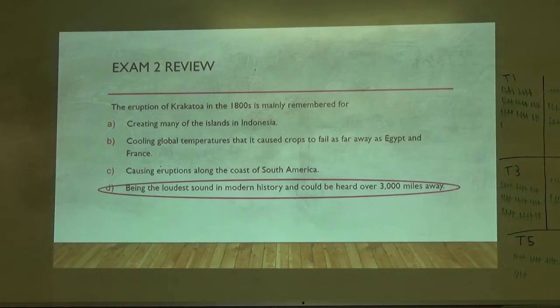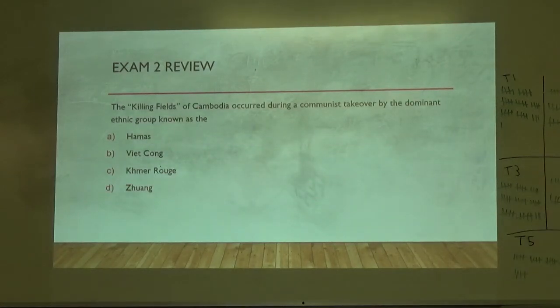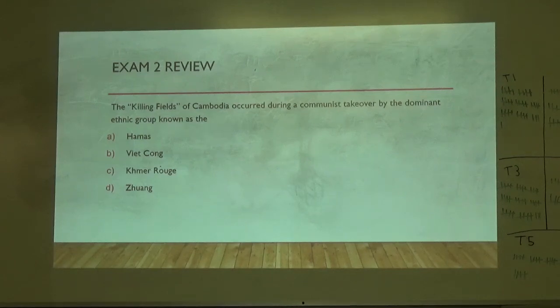Alright, here we go. Next question. The killing fields of Cambodia occurred during a communist takeover by the dominant ethnic group known as, is it A, Hamas, B, the Viet Cong, C, the Khmer Rouge, or D, the Zhuang? Answers in 3, 2, 1. Khmer Rouge. Very good.